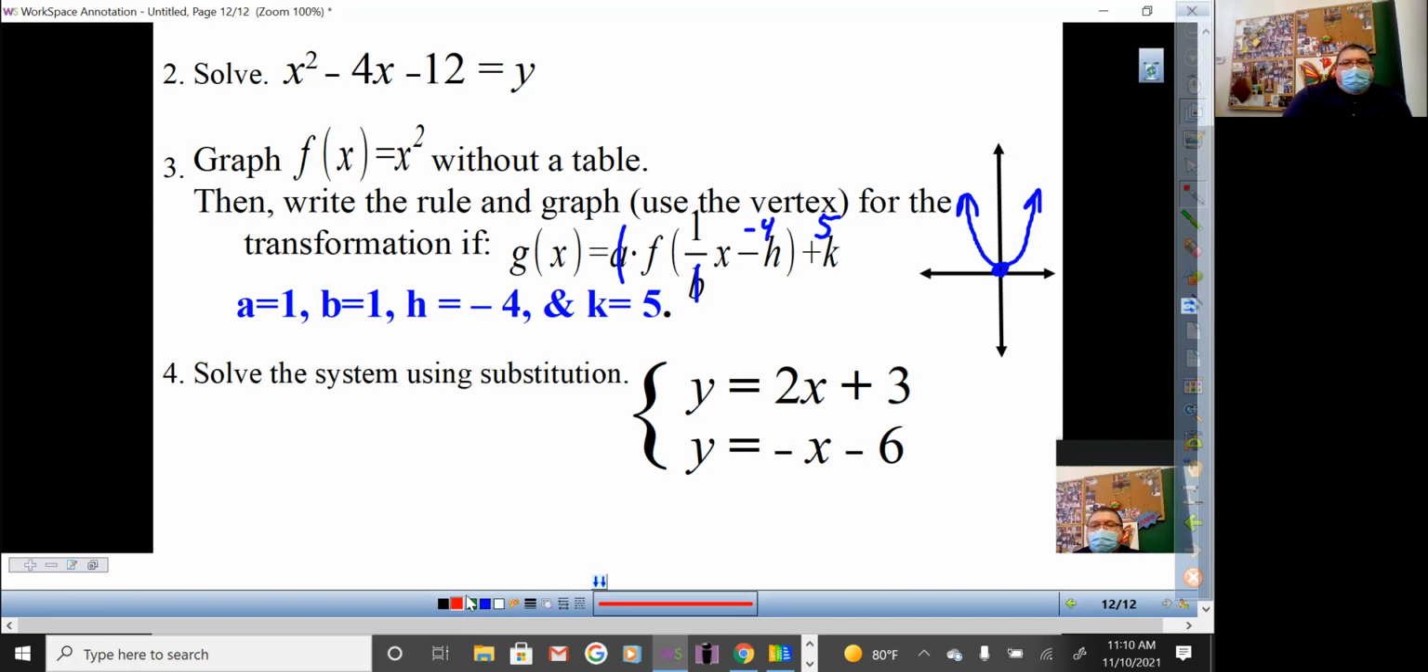Carlos. g of x equals... Let's go. Hands if you got that. All right. Now we're going to move this vertex, the (0, 0) vertex. We're going to move it to a new vertex. Tell your neighbor the new vertex for that transformation. What's our new vertex?